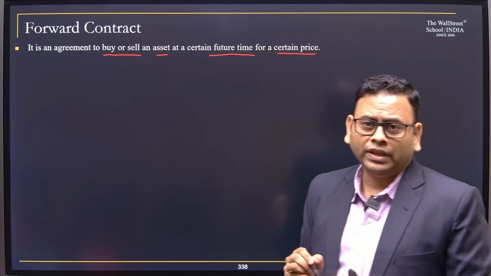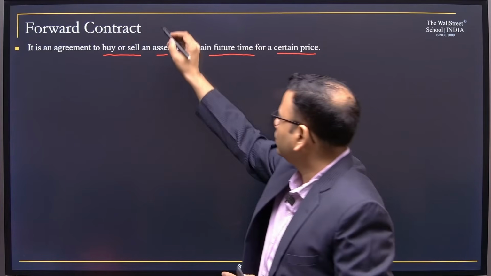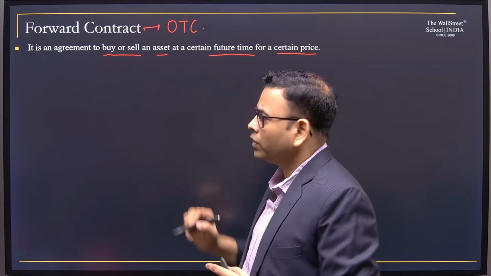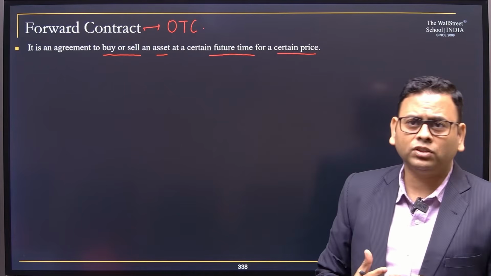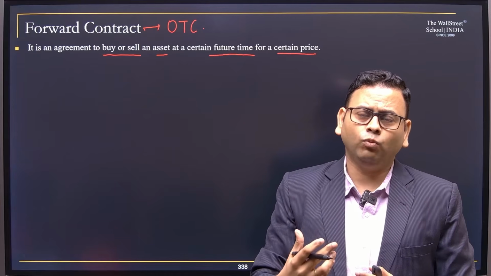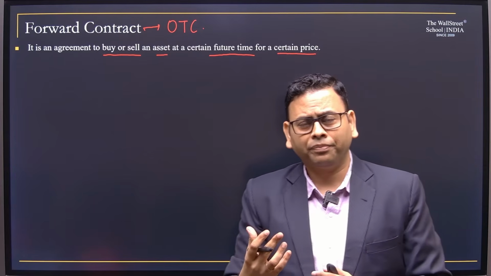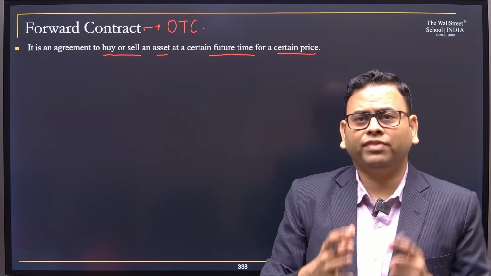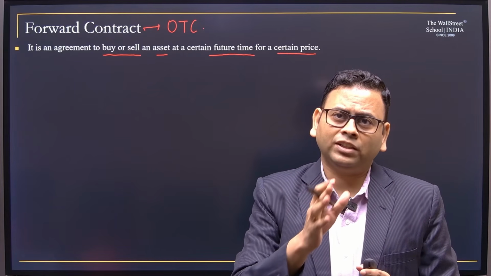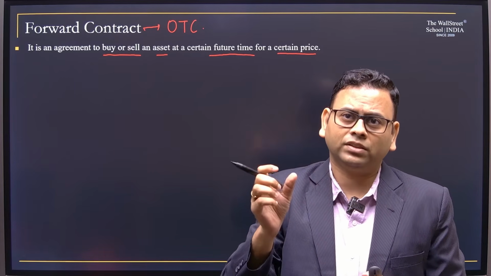So in case of a forward contract, it's an OTC product. So when I talk about OTC product, it is over the counter, which means it is traded between two people, wherein one is a buyer and another is a seller, and the price is fixed as of today's date, and it is fixed at a certain price.